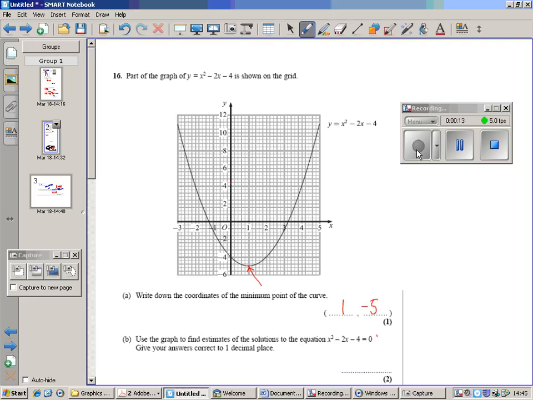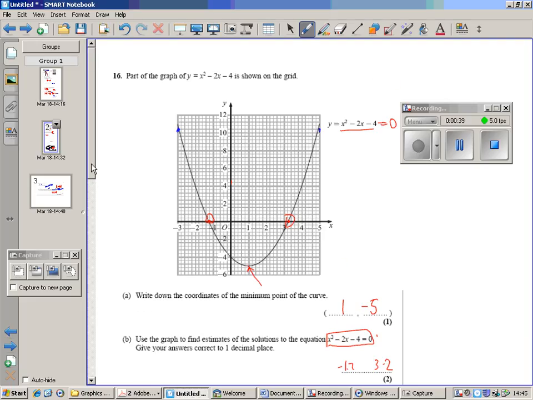If you're trying to find out where the graph x squared minus 2x minus 4 equals 0, then you look at your graph, which is x squared minus 2x minus 4. Where does that equal 0? Well, it equals 0 here and here. If I wanted to work out where it equaled 10, that would be up here, but we were interested in 0, which is quite a common question. And the x values there are minus 1.2 and 3.2. It's this one and this one.